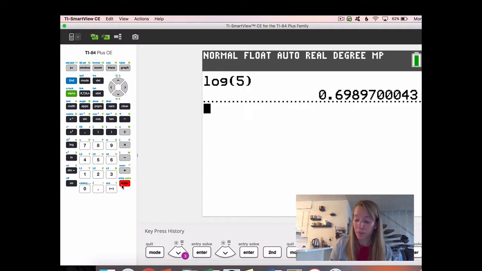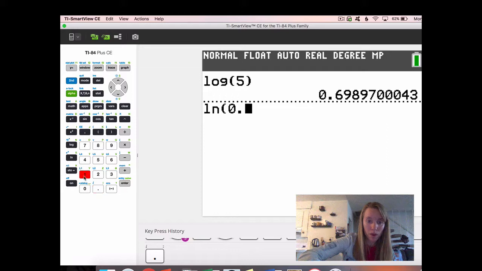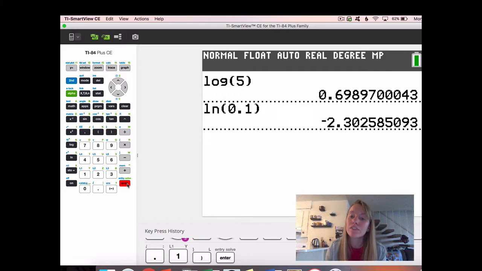I can do the next one. Number 2 is ln of 0.1. So this time we're using the natural log button. So say natural log with me. Natural log. I hope you really said that out loud. And then 0.1, close the parenthesis and hit enter. I get -2.303 if I'm rounding to the nearest 3 decimal points. So -2.303 is what I'm writing down.